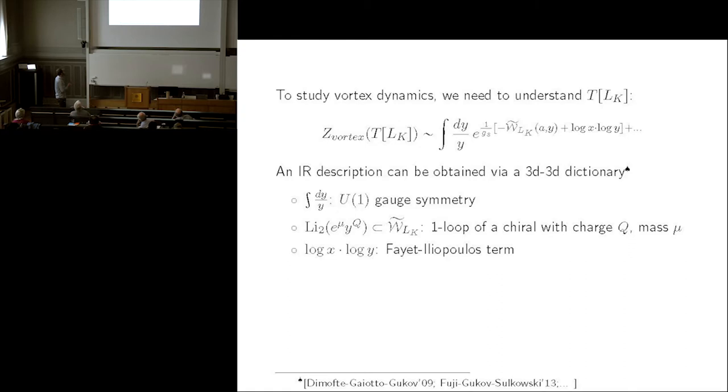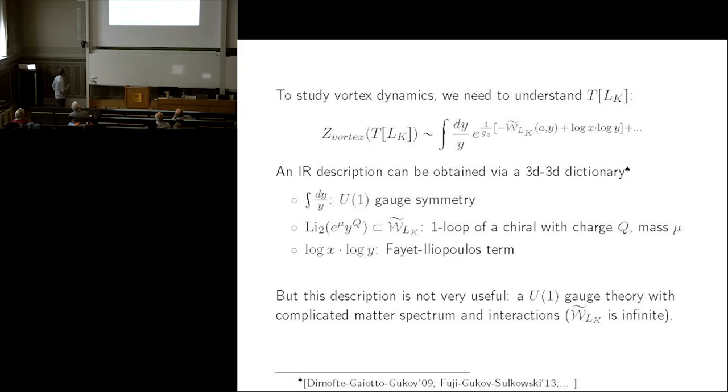And once you have this partition function, you can read off piece by piece what the components of T[LK] are. For instance, the integral would signal the presence of a U(1) gauge symmetry. Log x log y would be a Fayet-Iliopoulos term for that gauge field. And every dilogarithm inside the superpotential would signal the presence of a chiral multiplet with certain charge and mass. The problem with this is that it's not very useful because W tilde, as I remarked before, is a very complicated function. It's often infinite, and it's hard to read off a sensible description in terms of gauge theory.